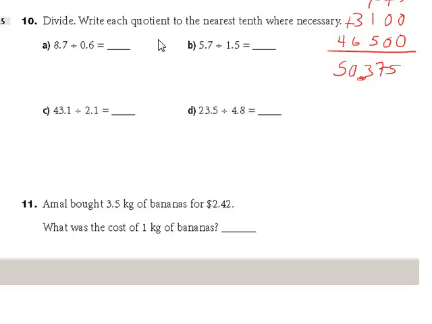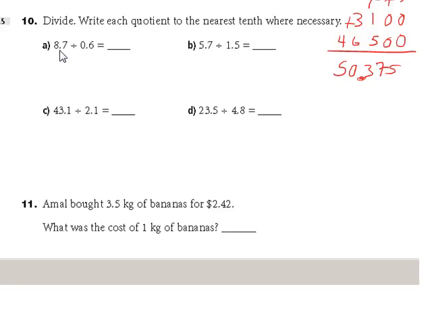Okay, so now in these I'm asked to divide and write each quotient to the nearest tenth where necessary. So that means I'm going to have to round it if I go past the tenths. First thing to remember is this is the dividend and this is the divisor. If you write it in long division, the first one goes in the house, and the second one goes on the outside. Remember, you don't want to have a decimal in your divisor so that you can easily place the decimal. You can figure it out.